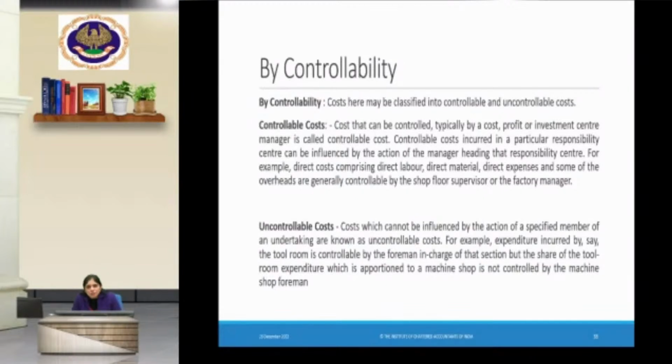Uncontrollable cost is one which cannot be influenced by the action of a specified member of an undertaking. So an individual manager cannot control it. Let us say expenditure incurred on tool room sharing expense, or as I said, the security expense or the canteen expense will be shared by every department. Those costs you cannot control because you're just getting a share of them. You have to share the cost of those services. But any cost which is happening in your department, in your responsibility center, that you can control. So all about controllability and uncontrollability.